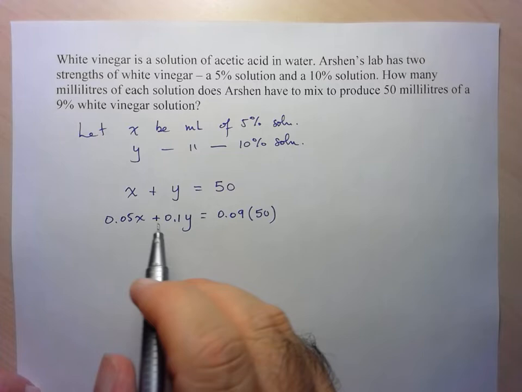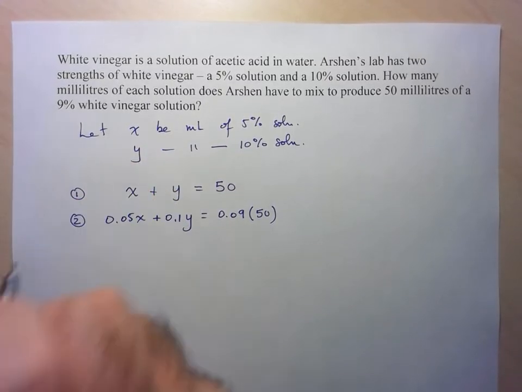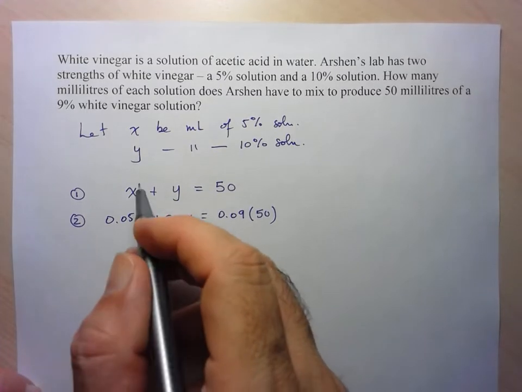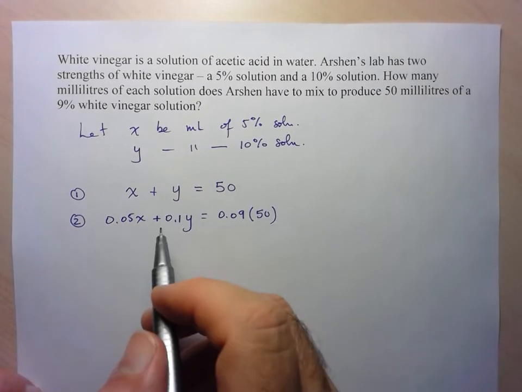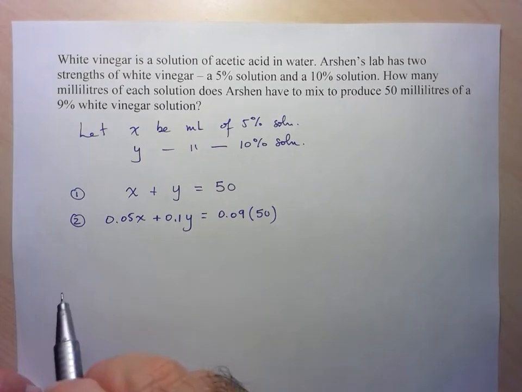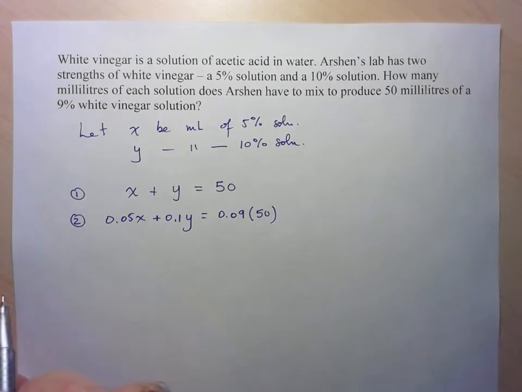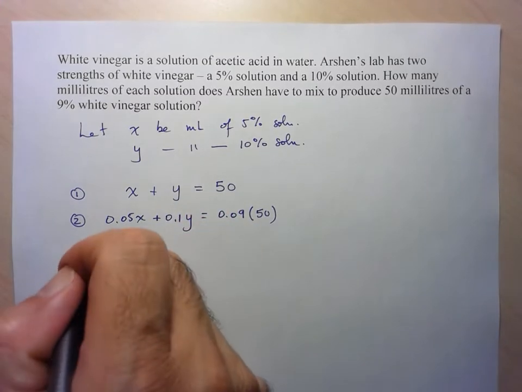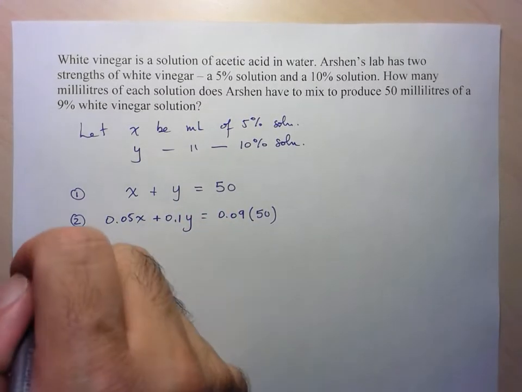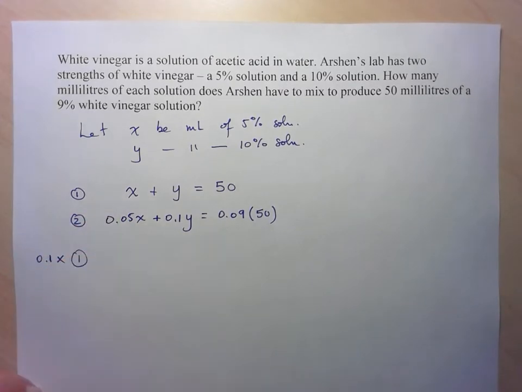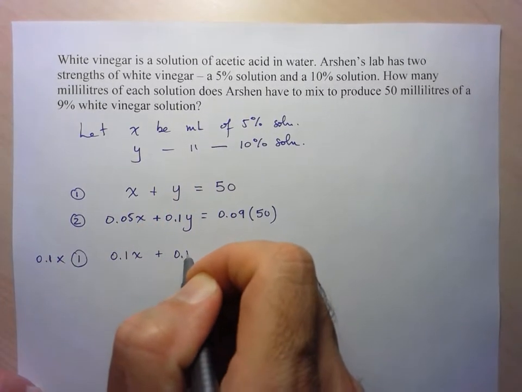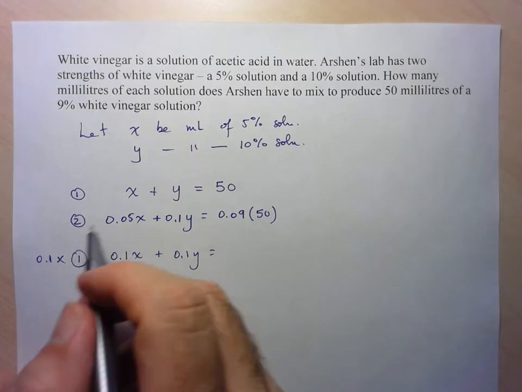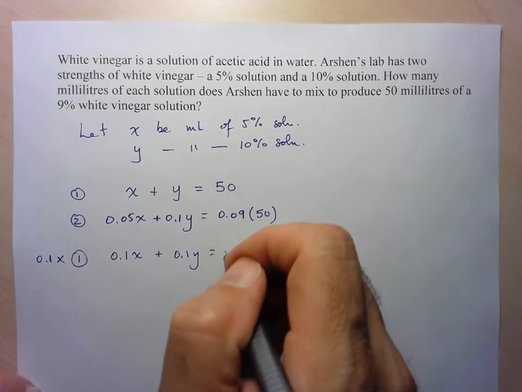Now, lo and behold, I've got a system of two equations and two unknowns. Here I could use substitution, but I'm going to use elimination. Multiplying things by 0.1 is pretty easy, so I'm going to multiply equation 1 by 0.1 so I get the same y coefficient. Equation 1 multiplied by 0.1 gives 0.1x plus 0.1y equals 0.1 times 50, which is just 10% of 50, so that's 5.